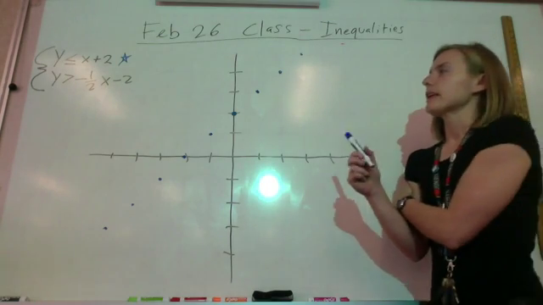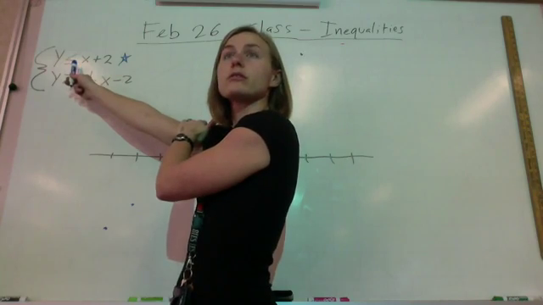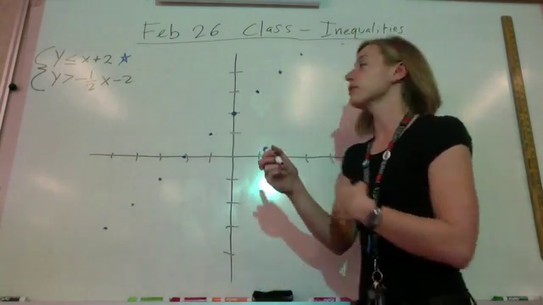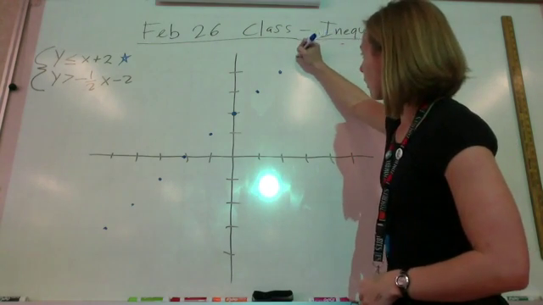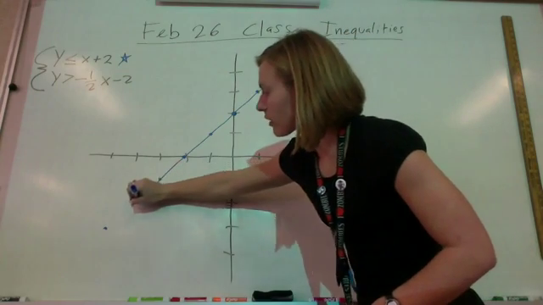Now, if we were just on a normal number line, is this going to be open or closed circle? Closed. So the way we show this on this graph is I'm going to be drawing a solid line through all of these. I'll show you in a second.